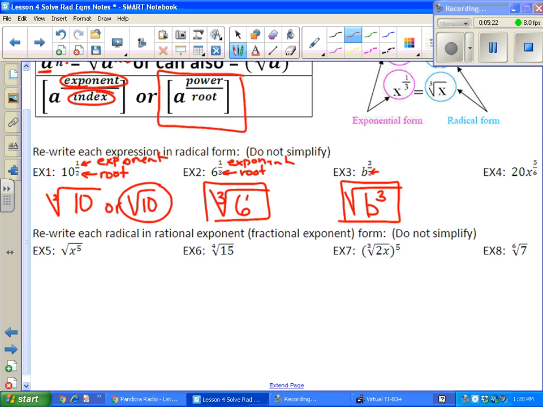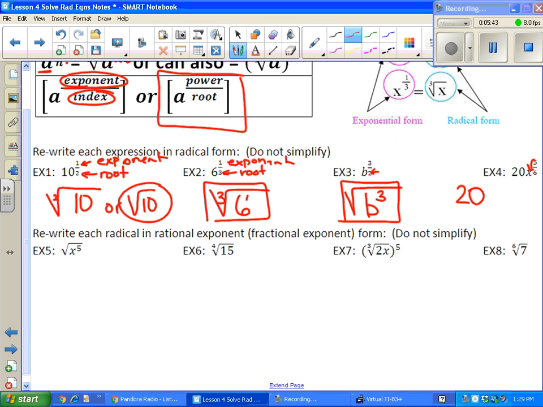Example 4. All right, it's a little tricky. I want you to pay attention. What is the closest thing that the exponent touches? The closest thing the exponent touches is the x. That means that the exponent only goes with the x. 20 does not go with the exponent. So I'm taking 20 on the outside.